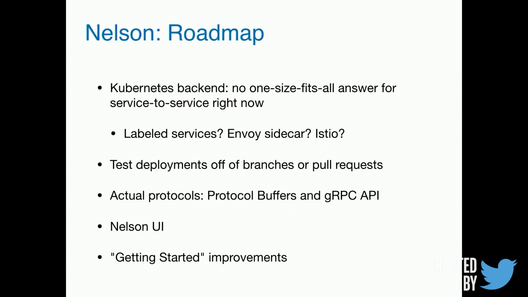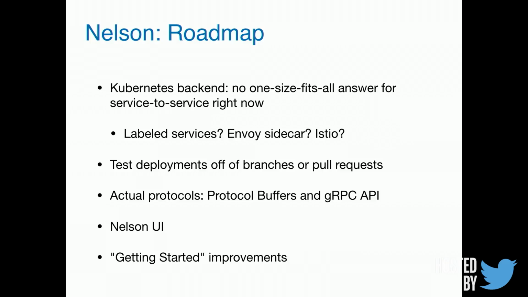So this is the roadmap. This is some of the bigger items that we're working on moving forward. So one thing is, for the Kubernetes backend, we don't really have a one-size-fits-all answer for service to service, right? In terms of where we publish this information that service D 2.2 lives here and service D 2.3 lives there. The Kubernetes ecosystem is still evolving.